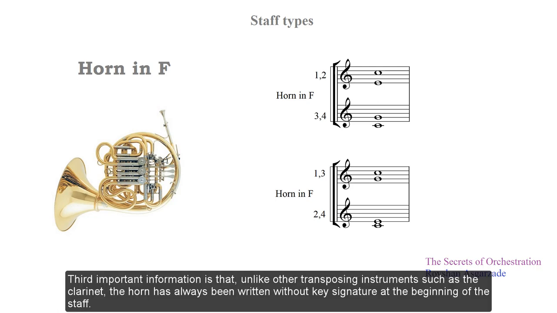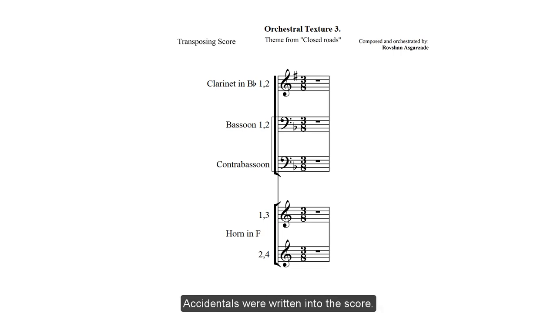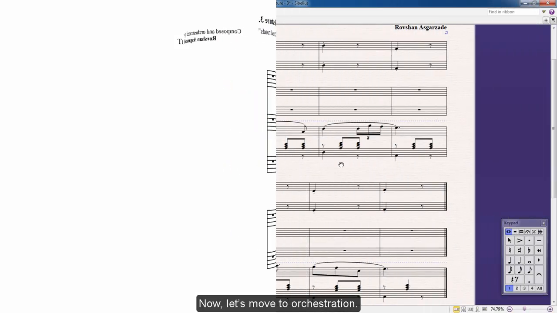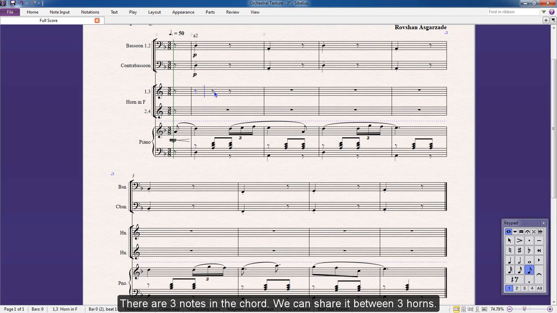So the important information is that, unlike other transposing instruments such as the clarinet, the horn has always been written without key signature at the beginning of the staff. Accidentals were written into the score. Now let's move to orchestration. There are three notes in the chord. We can share it between three horns.